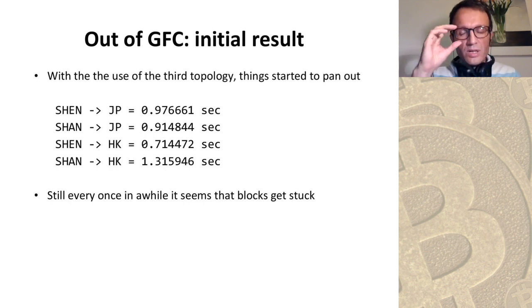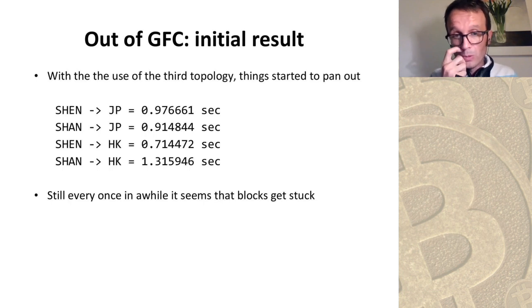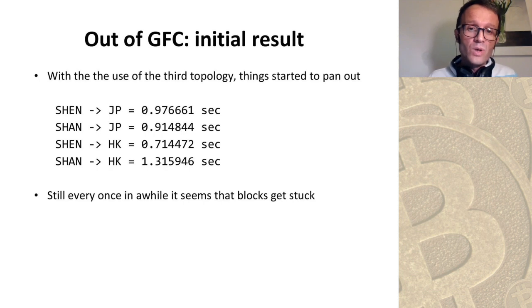As the test went on, with the software improvements I have already mentioned, like the prioritization of Xthin network messages, things started to pan out. In fact, the propagation time from Shanghai to Japan, or from Shenzhen to Hong Kong, moved on average from around 3 to 4 seconds to something like 0.9 or 0.7 seconds. The average was very good, taking into account how hard it is to go through the Great Firewall of China, but still, every once in a while, blocks get stuck. The outliers were still there.